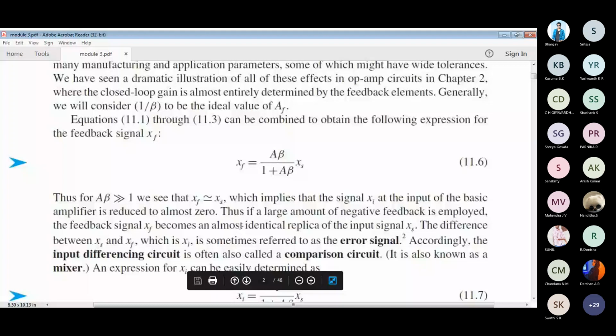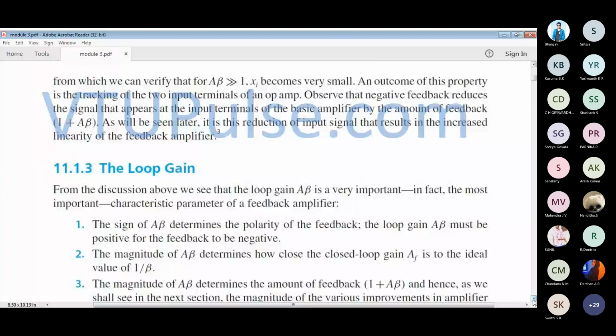We are not stopping at the X naught itself. When we consider the input, you should know the gain, you should know what is A, you should know what is A beta, and you should know what is X. These are all the parameters you should know whenever you work with amplifiers or feedback amplifiers.